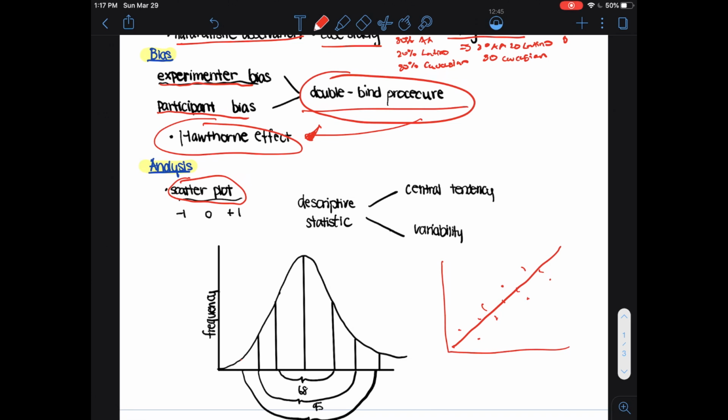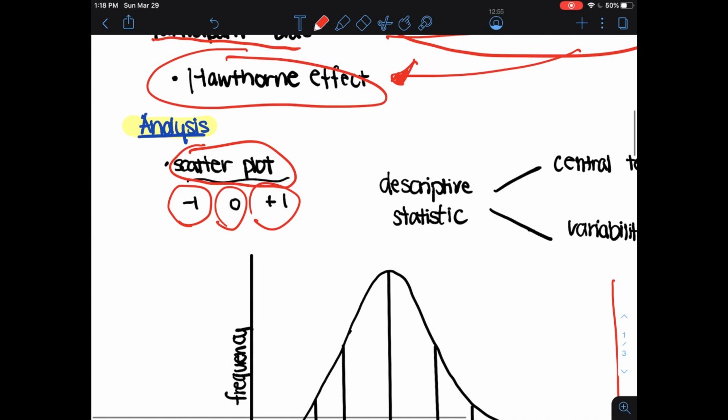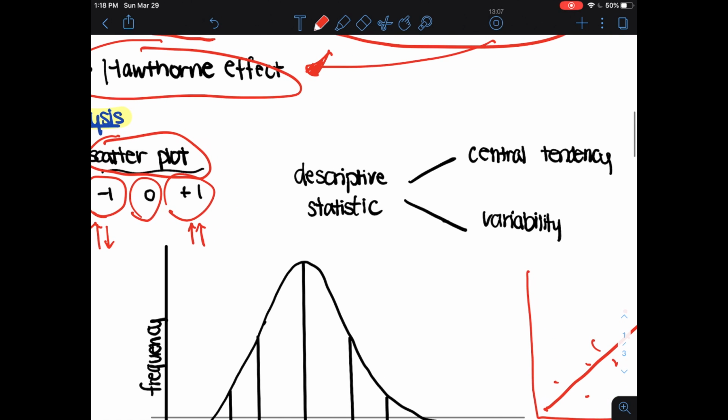Your statistic is going to be close to one of these three numbers: -1, 0, and +1. -1 means a perfectly negative relationship, so as one increases, the other one decreases. 0 means that there's no relationship whatsoever. +1 means that there's a perfect positive relationship, so as one increases, the other one increases as well.